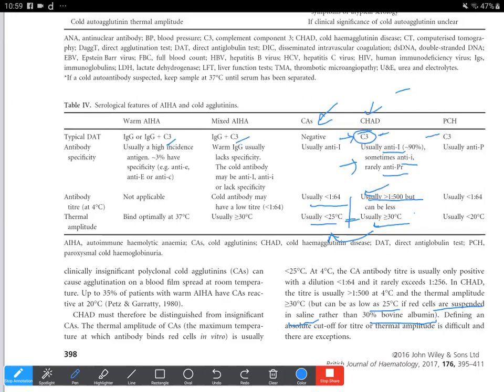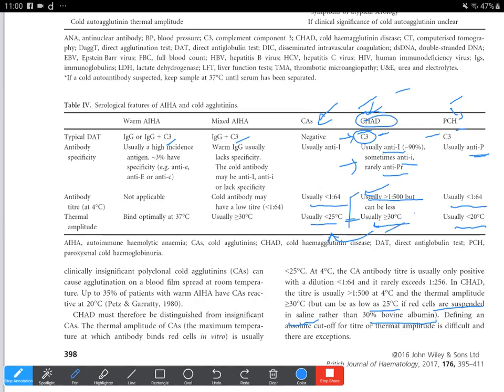And then differentiating it from PCH, there's usually this anti-P specificity, and since PCH is very rare, it will need an exclusion of CHAD first. There will be a history of children with respiratory tract infections who 1 to 2 weeks later develop symptoms of hemoglobinuria, and they would have this anti-P specificity. And usually the titer is again less than 1:2. They're not very high titer, and their thermal amplitude is also a bit low. Then the classical CHAD has the high titer and the higher thermal amplitude.